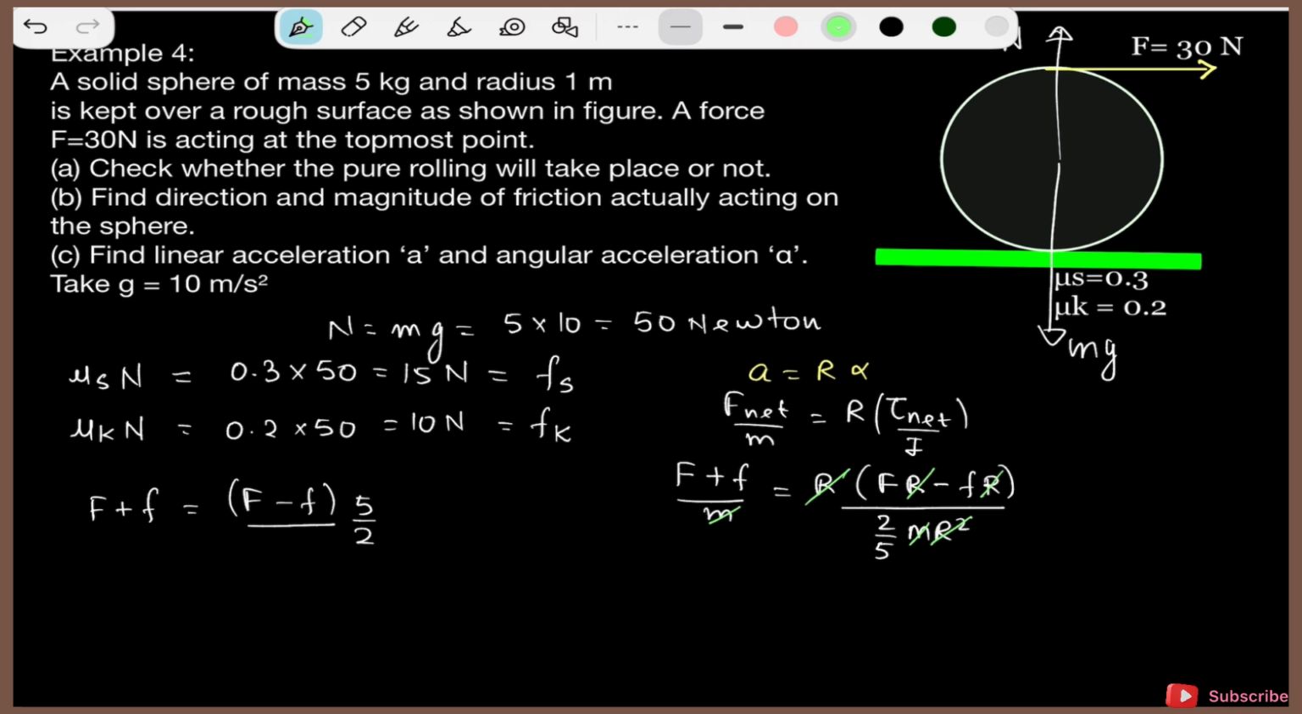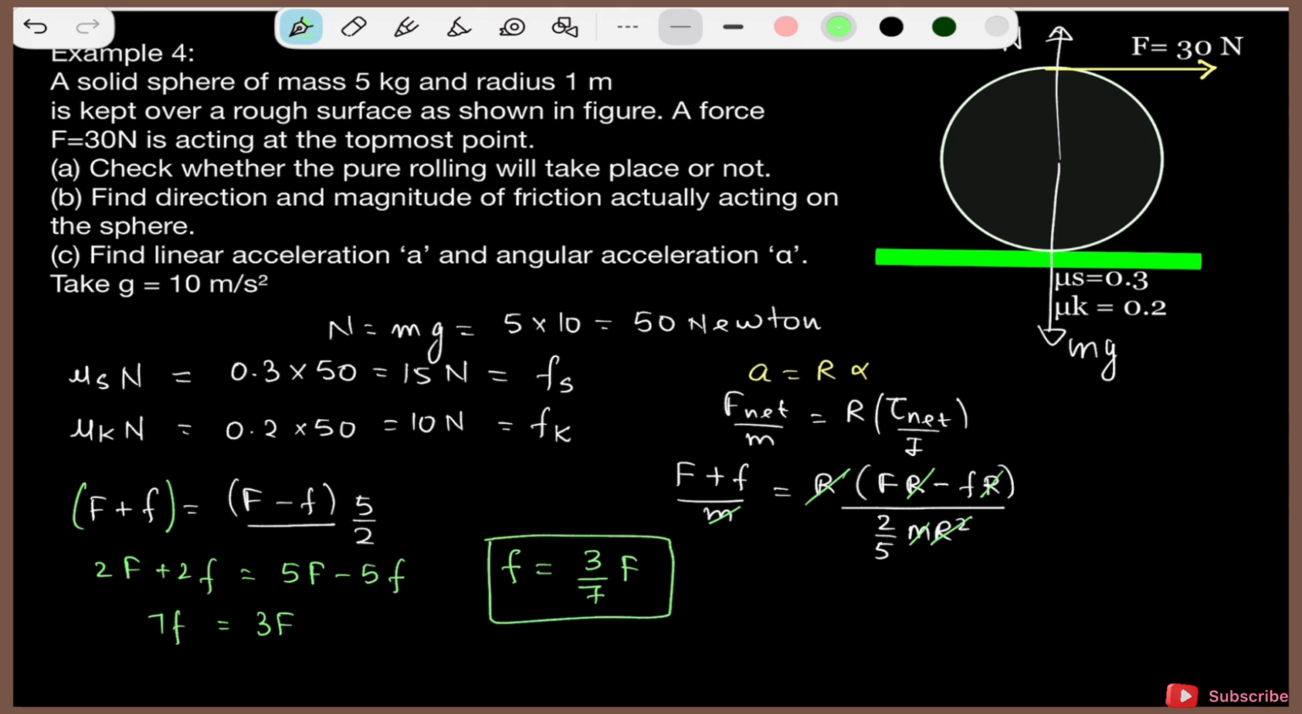So by solving this, it is 2f plus 2 friction is equal to 5f minus 5 friction. So 7 friction is equal to 3 times the external force. So friction is nothing but 3 by 7 times the external force.